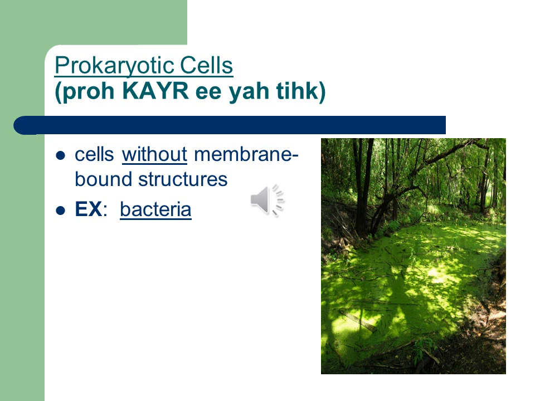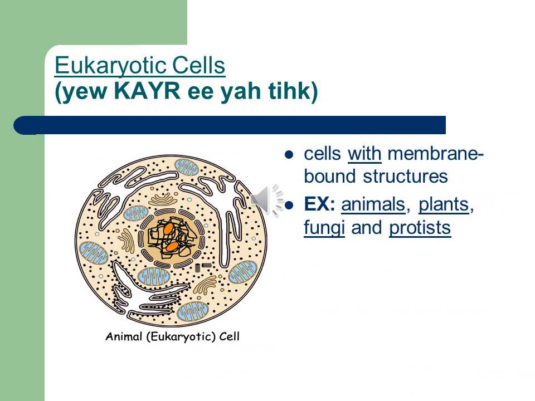We have two types of cells, prokaryotic cells and eukaryotic cells. Prokaryotic cells don't contain a true nucleus, while eukaryotic cells contain a nucleus. And we will start to differentiate between them. So, prokaryotic cells are without membrane-bound structures, and an example is bacteria. Eukaryotic cells have membrane-bound structures, for example animals, plants, fungi, protista. So they will have a nucleus. Don't forget.